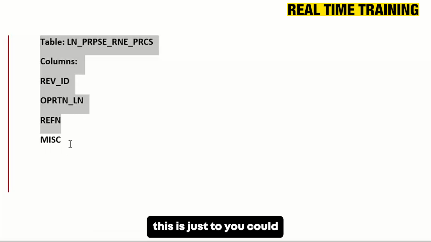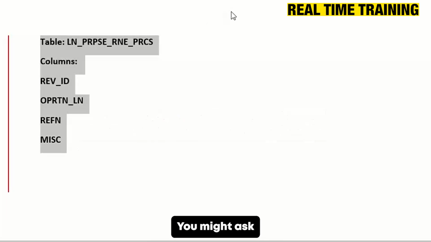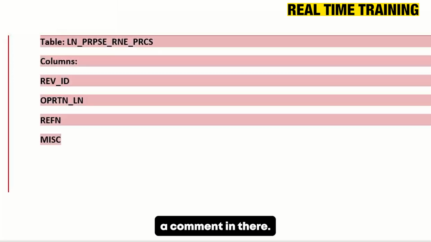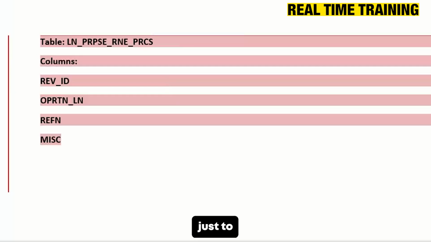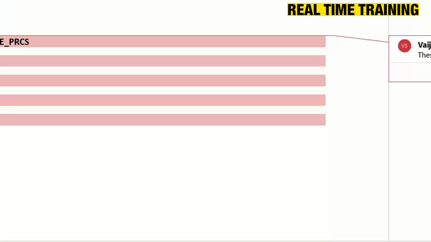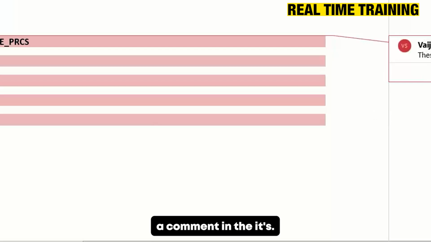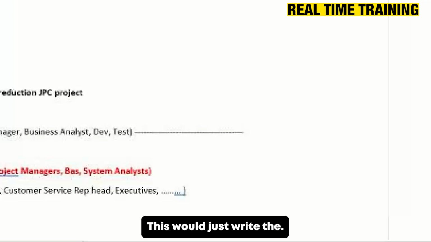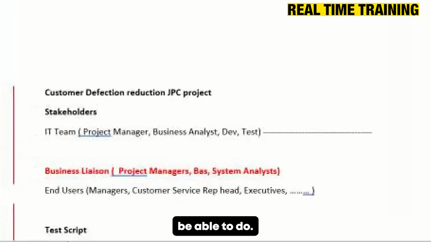Or you could go to the developer. You might ask, the developer might keep some other names, how can I dictate these names? You could say, okay, I just put it to start the discussion. If you want, you can change it. So you could add a review comment in there. These are just to start the discussion. Just add a comment in there like this. This would suffice, right? This is something that you should be able to do.